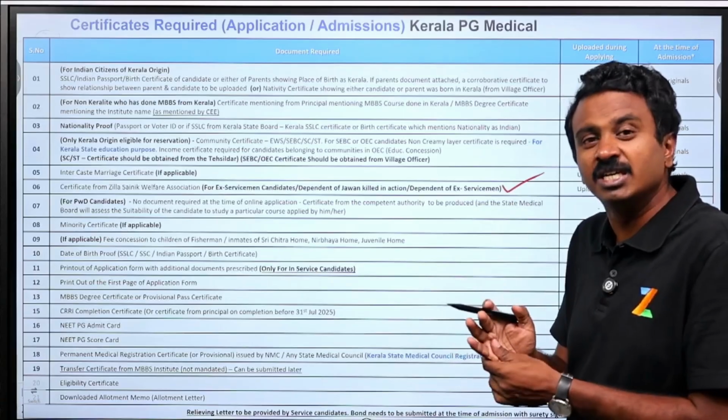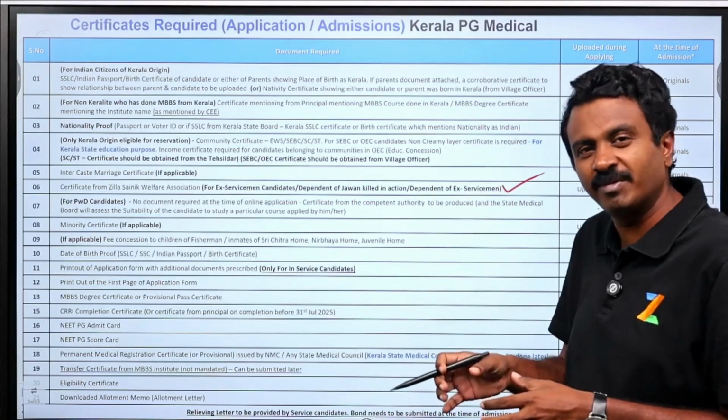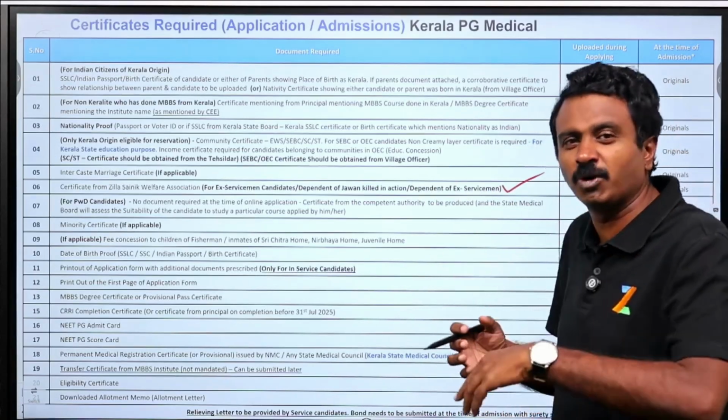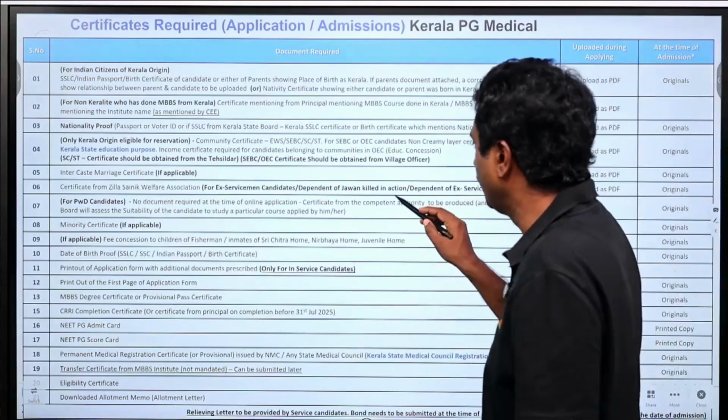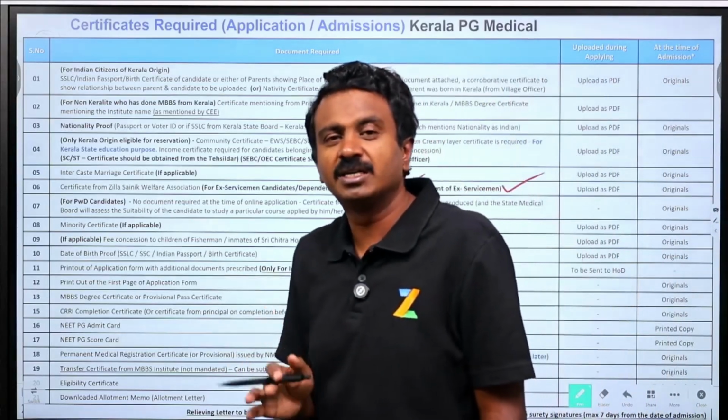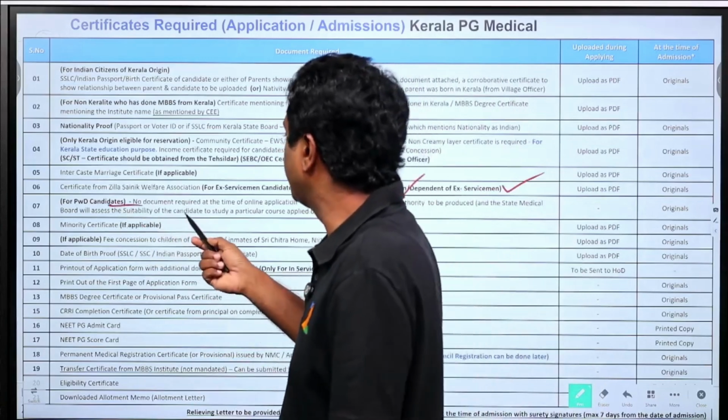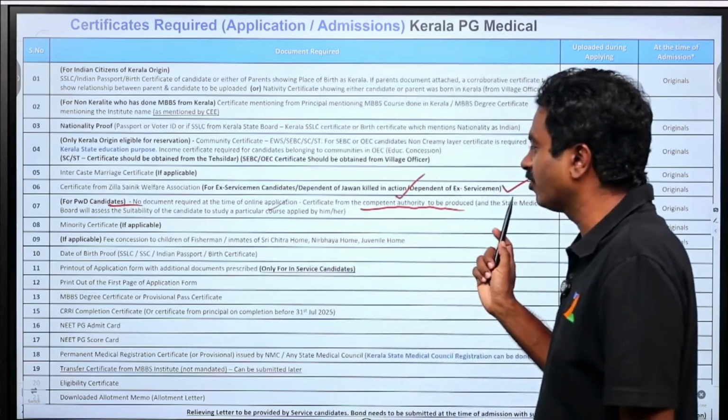After you register, you go into the certificates page. There the proforma will be available. Download it, get it filled, and then upload your certificates. You make the payment. So that is why the certificate upload is towards the end of the complete application process. For PWD candidates, no document is required at the time of application.